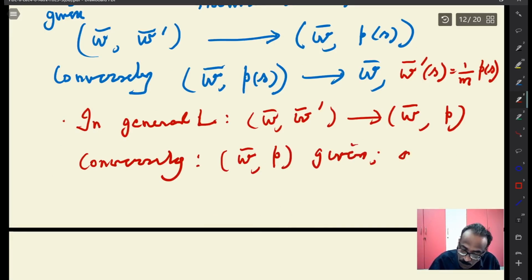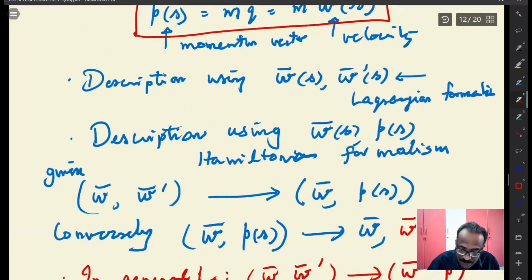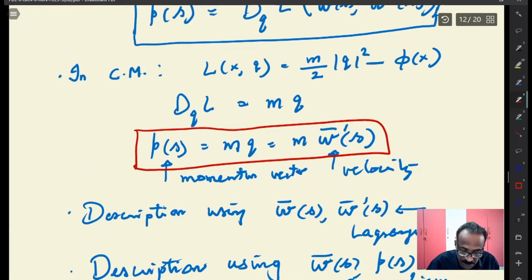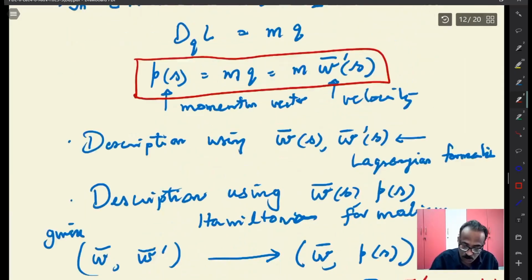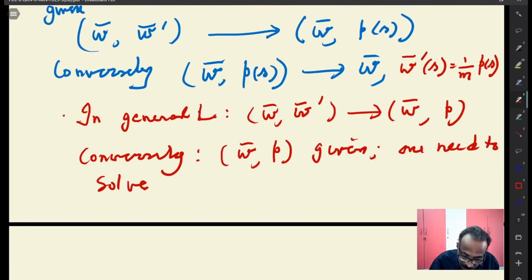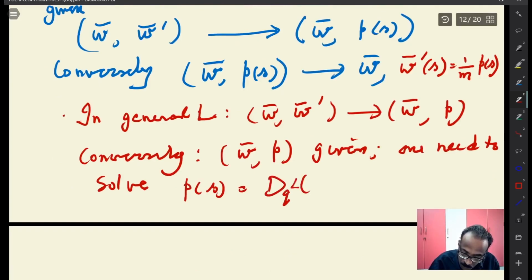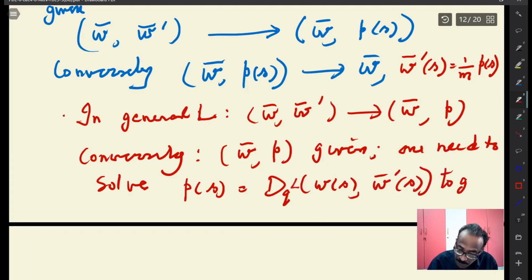one needs to solve this equation. You see, because your P is defined like this, you need to solve this equation: P of S is equal to dq of L of W of S, W prime of S. You need to solve it to get W bar prime.